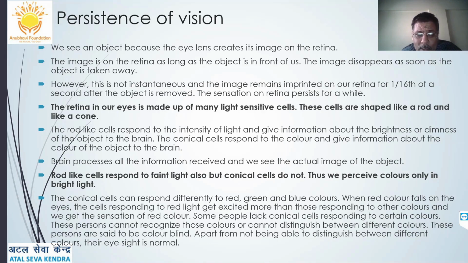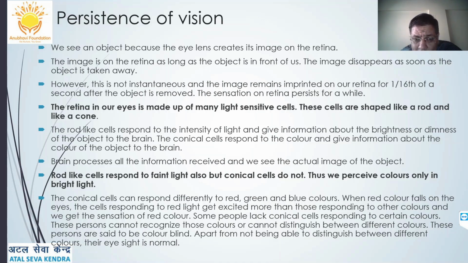Now coming to persistence of vision. Now what is persistence of vision? We see an object because the eye lens creates its image on the retina. The image is there on the retina as long as the object is in front of us. The image disappears as soon as the object is taken away. However, this does not happen instantaneously, and the image remains imprinted on the retina for 1/16th of a second after the object is removed. The sensation on the retina persists for a while.